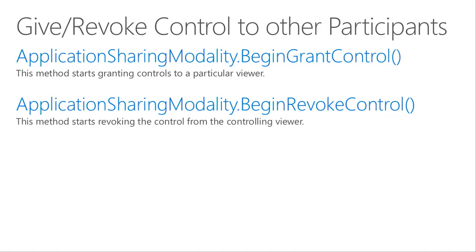So to grant control to the remote participant, you can just call begin grant control, and begin revoke control to revoke the control from the remote participant.